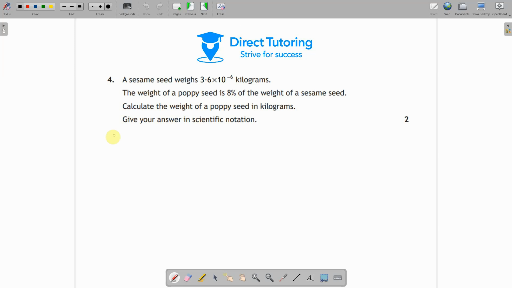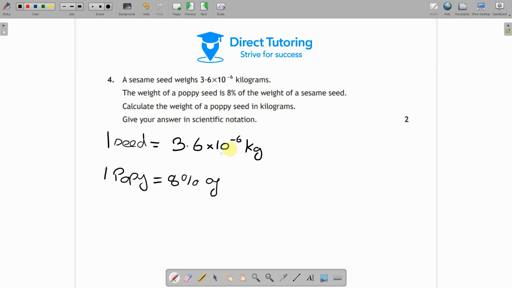So the best thing to tackle this question, because it is only worth 2 marks, is if we say that one seed equals 3.6 times 10 to the minus 6 kilograms. So that's what we've been told so far. And then if we say that one poppy seed is 8% of 3.6 times 10 to the minus 6.